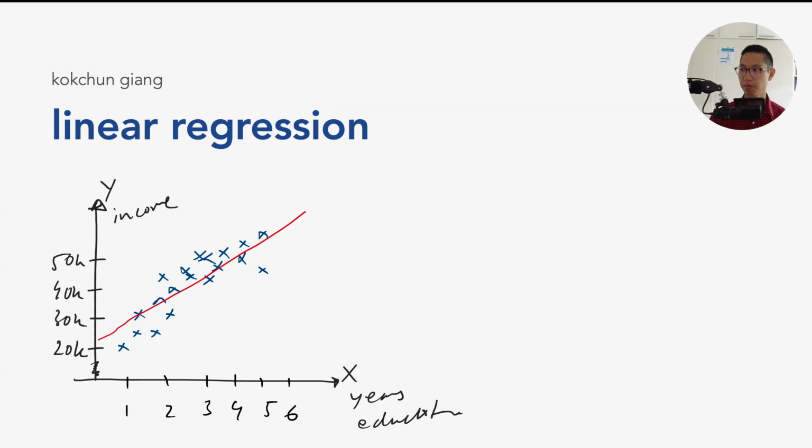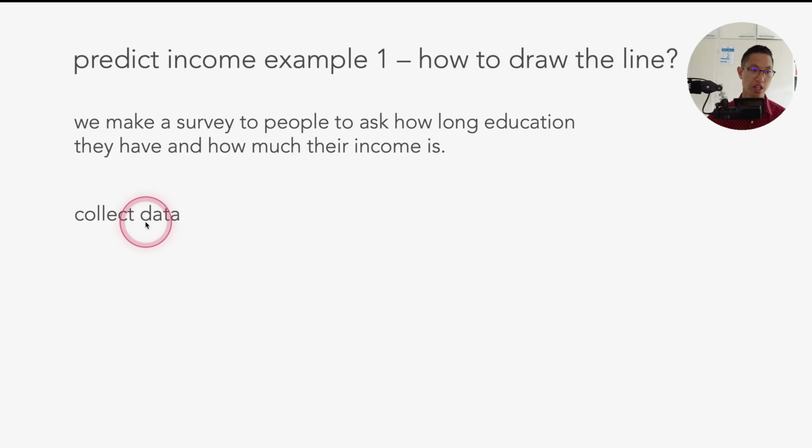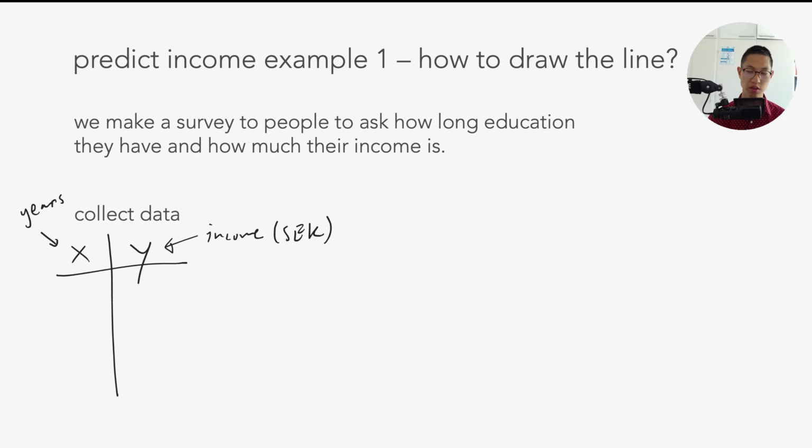And this is a very simple example. Let's move on and see how the process is done. As I explained before, we make a survey to people to ask how long education they have and how much their income is. We collect data. This is the predict income example, how to draw the line. That is basically what we're looking for. We want to draw a line. Okay, then when you're collecting data, you have x as the years, y as the income.